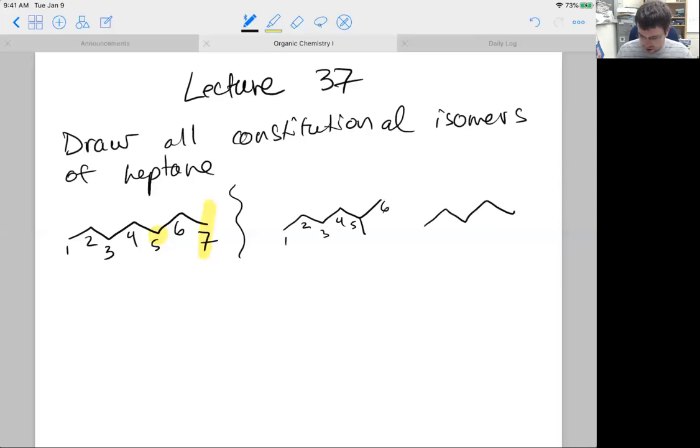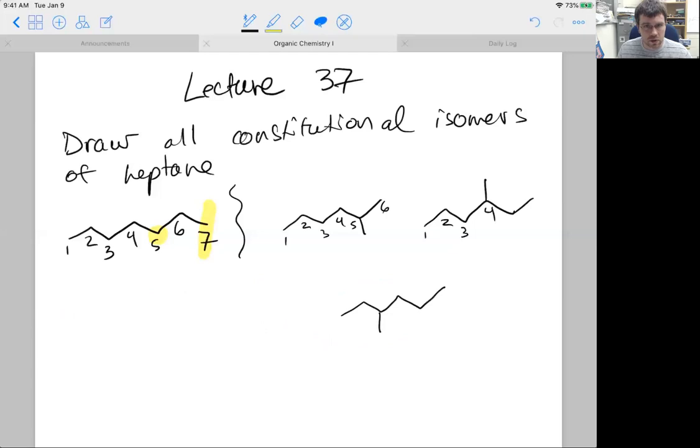For pentane, I could only do that once, but for heptane, as things get more complicated, I can continue to do that and do that and do that. So I've got it at 4 now. I'm again at 6, so 1, 2, 3, 4. And then I could go into here. Now what I want to do is stop after a few of these.